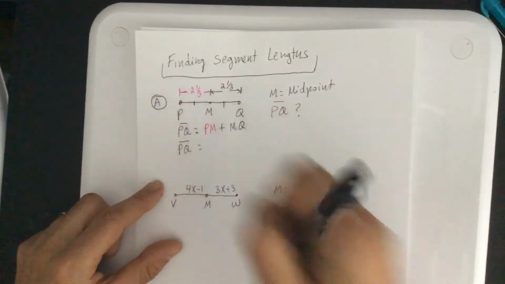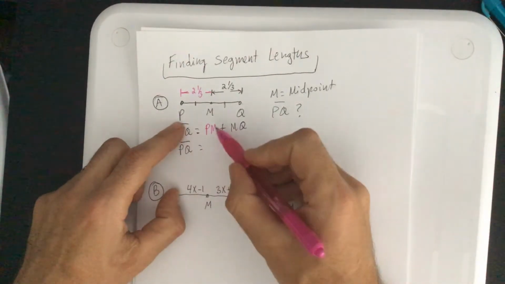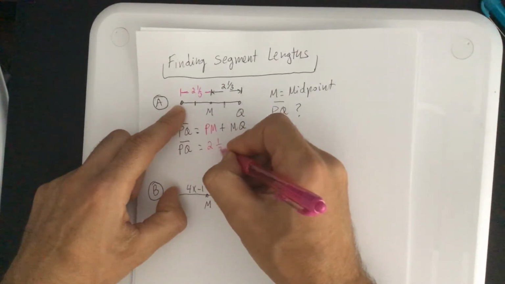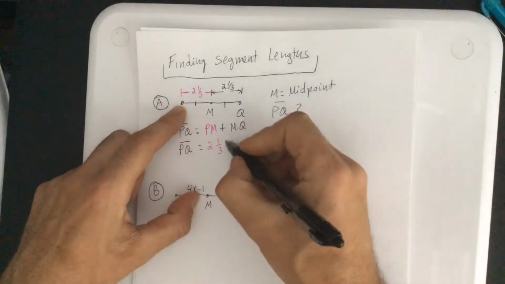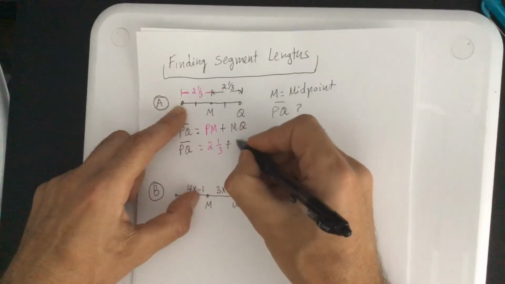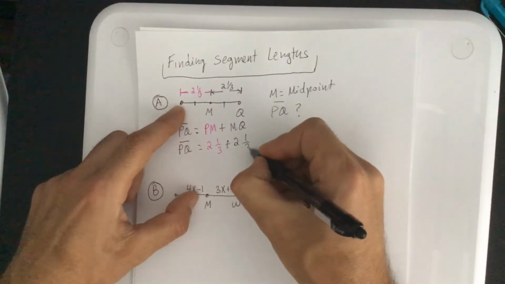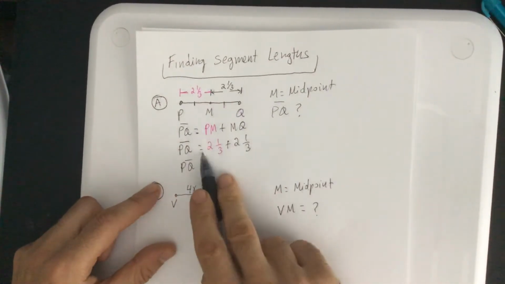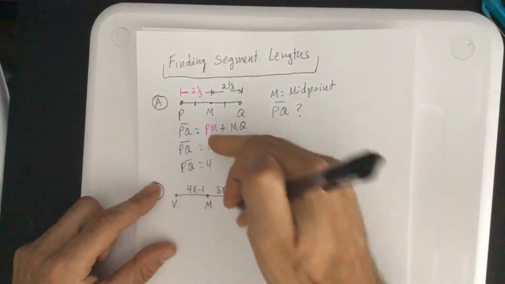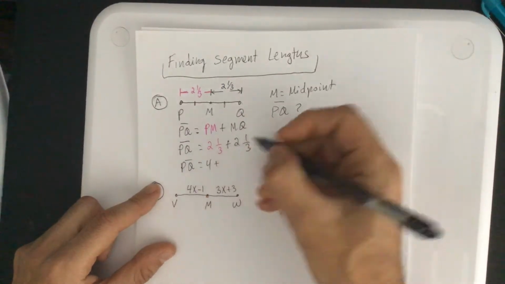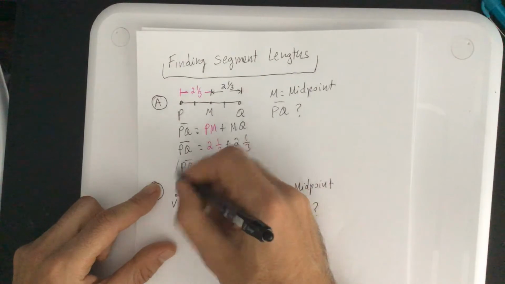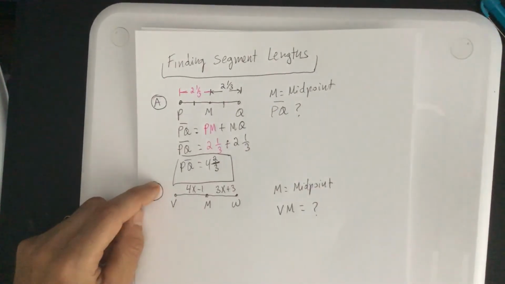Segment PQ is equal to segment PM, that's 2 1/3, plus MQ, which is also 2 1/3. And if we add them together, 2 plus 2 is 4, 1/3 plus 1/3 is 2/3. So 4 and 2/3.